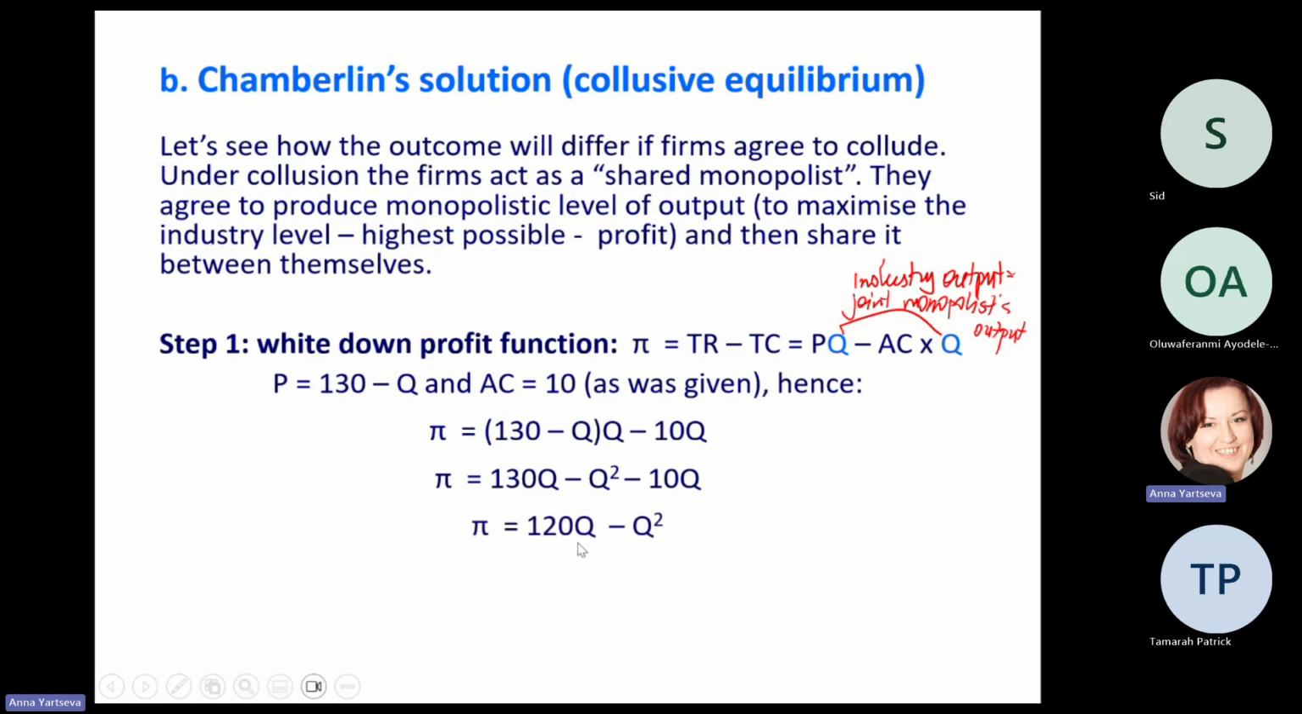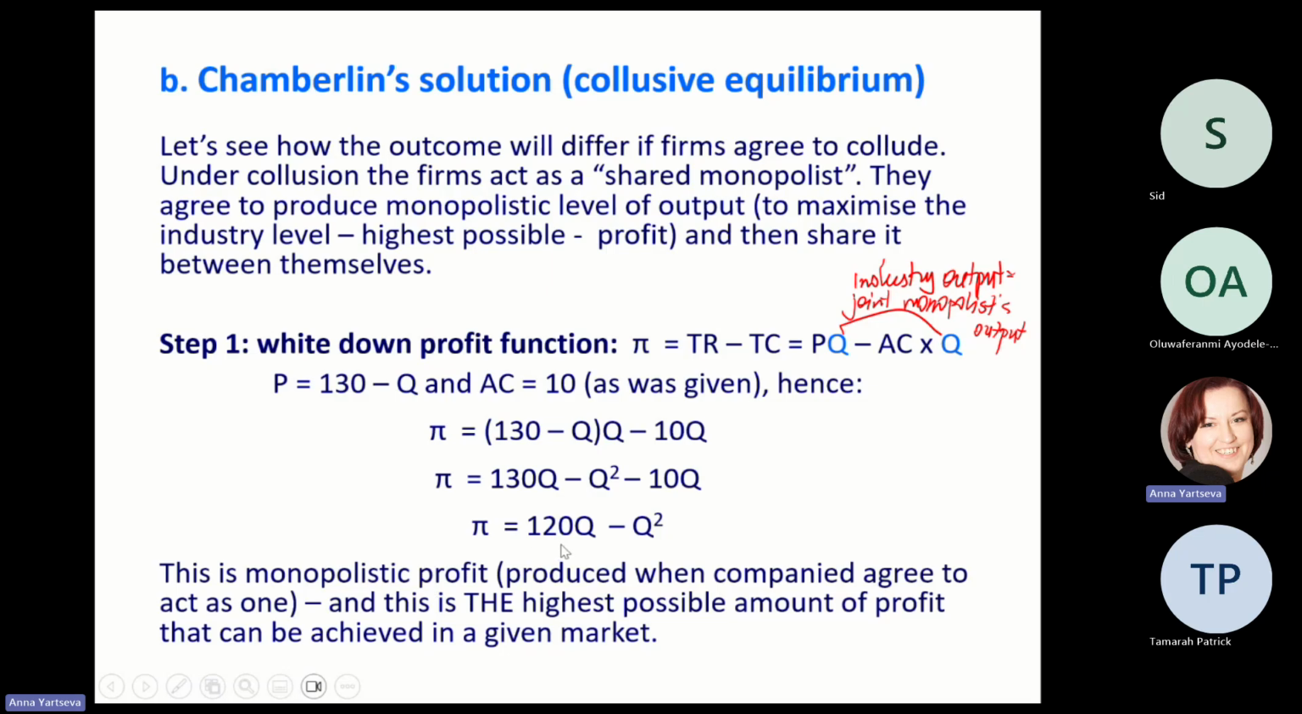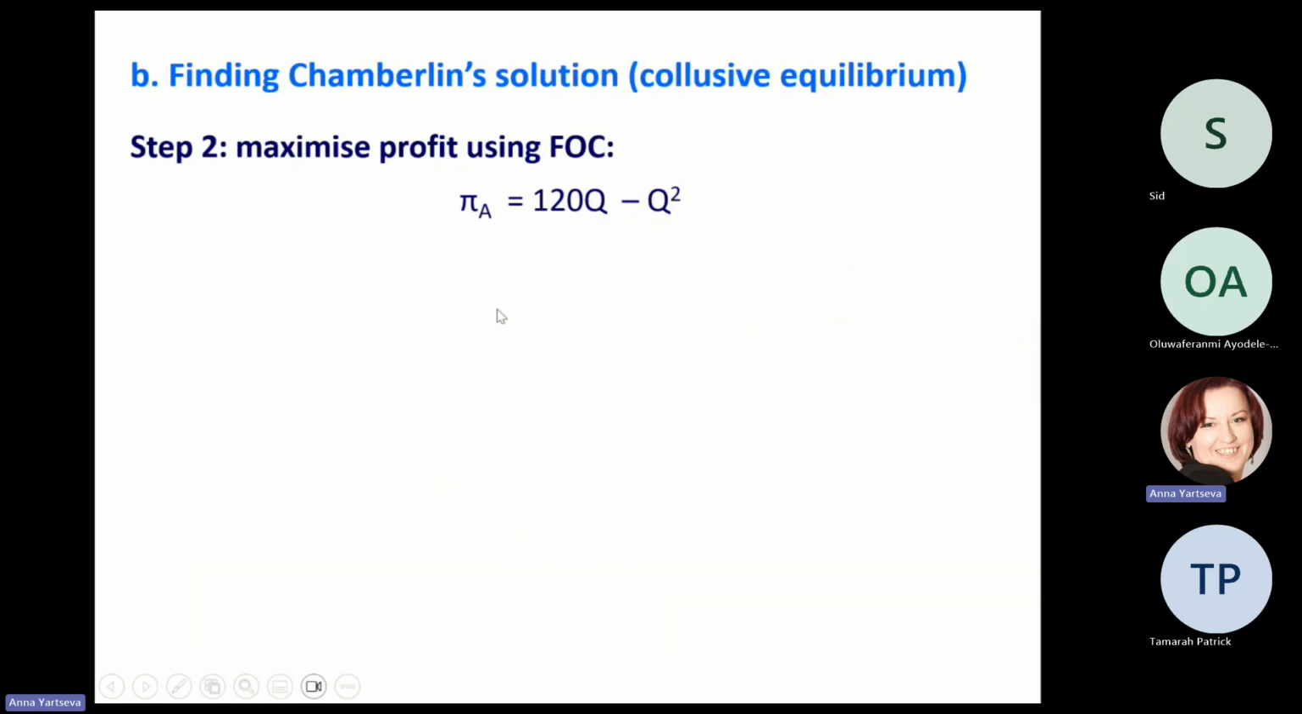And next we can maximize it. So this is a monopolistic profit. When companies agree to act as one, this is their highest possible profit which can be produced. Let's figure out what quantity will allow us to produce this profit. We maximize this profit using our standard first order condition method. We differentiate with respect to total quantity, right? Because this is our variable of choice. This is our unknown. This is what we can control. This is what we can vary. So differentiate with respect to quantity. 120Q differentiated becomes 120. Q squared differentiated becomes 2Q, right?